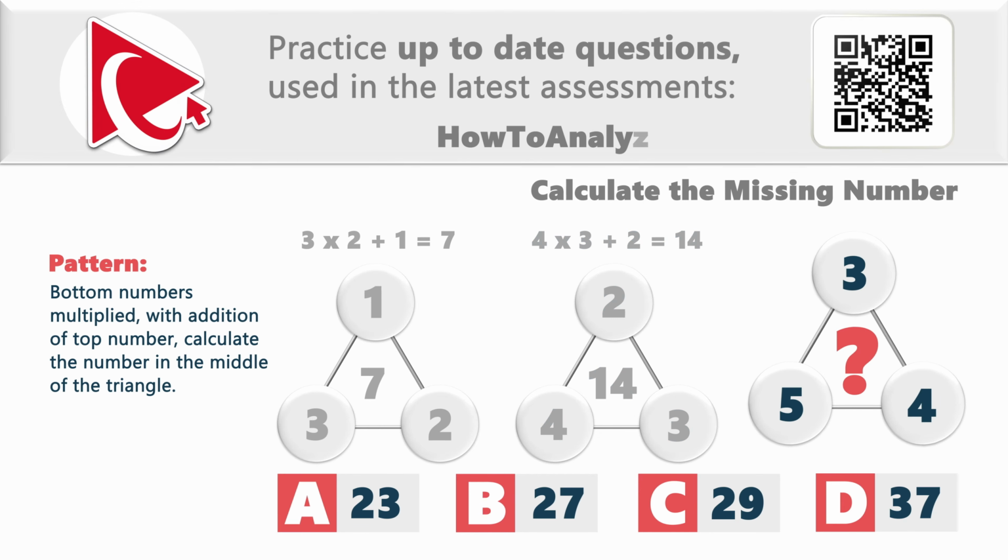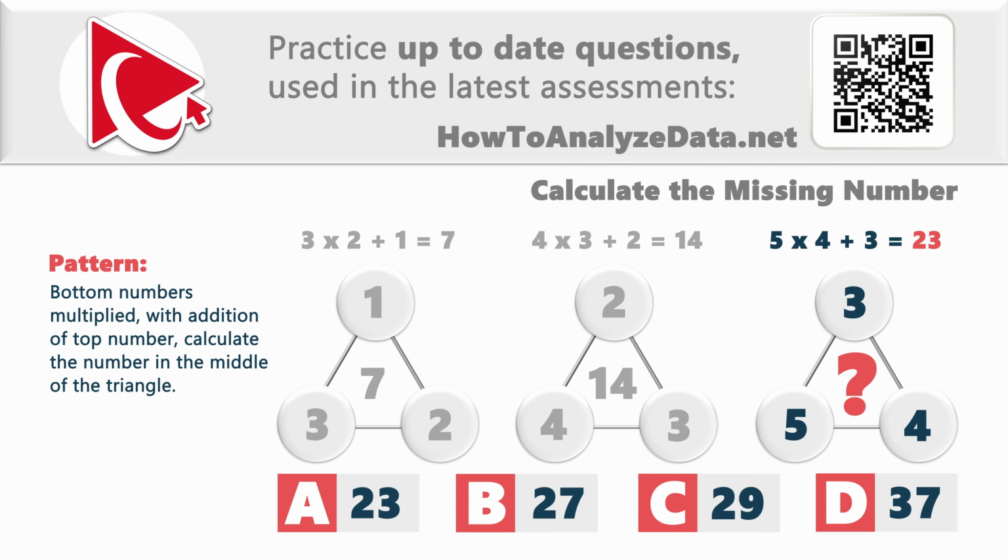And now we can calculate the missing number. 5 multiplied by 4 plus 3 equals 23. So the correct answer here is choice A, 23.